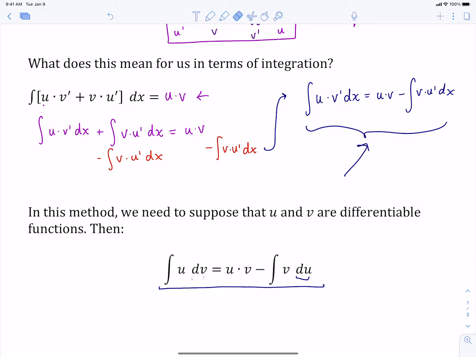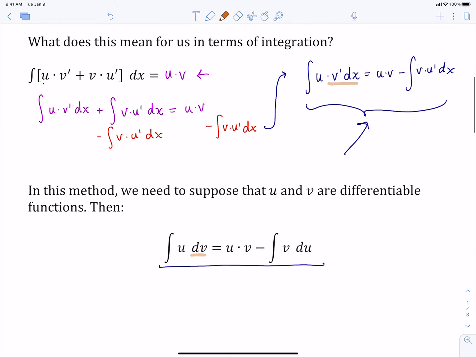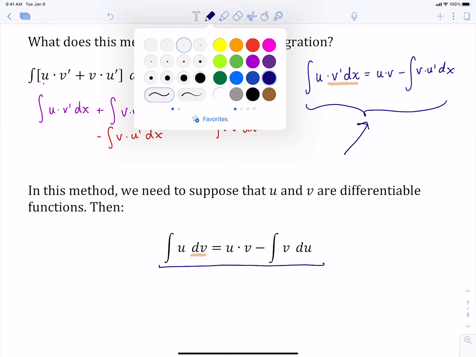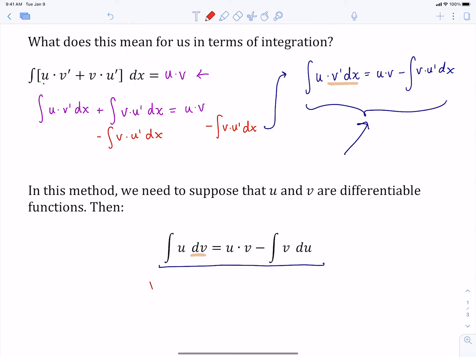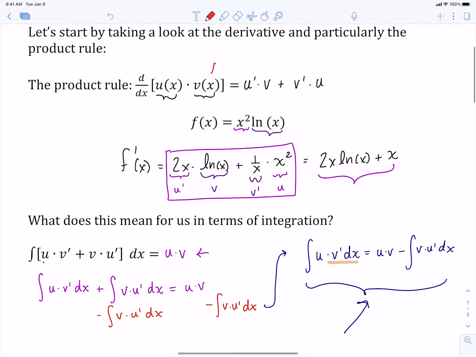Well, let me underline things with a better pen here. Let me get a highlighter. This dv is v prime dx. So where that comes from, let's grab a red pen. u prime dx is equal to du. This is really just saying that u prime is du dx. v is some function of x, which we said it was way back up here.